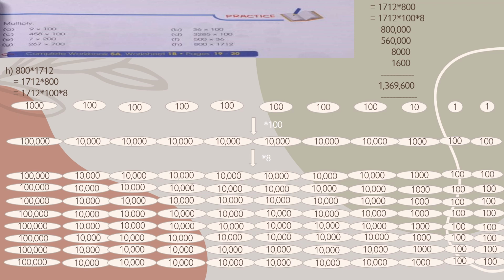These discs are going to further multiply by 8, and as a result, we have 800,000, 56 10,000, 8,000, 1,600. 56 10,000 is equivalent to 560,000. So we have written it as here. After adding up all these values, we will have 1369600, which is our answer.